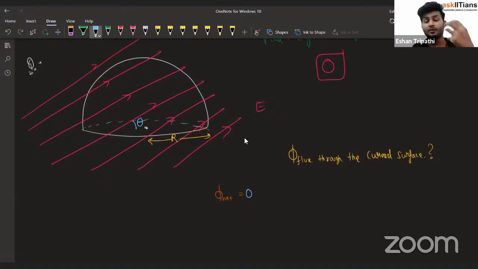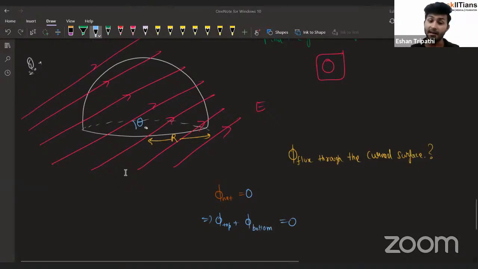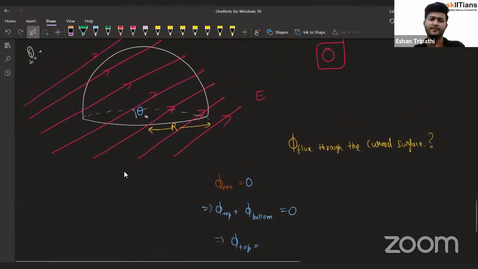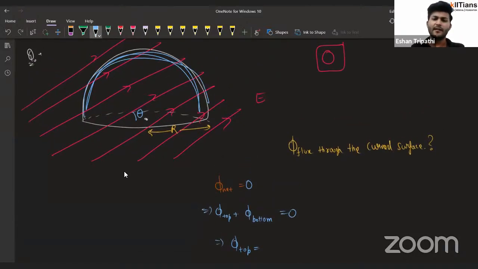But this body is composed of two different parts. One is the top half, another is the bottom half. So we can say flux through the top plus flux through the bottom is equal to zero. Basically, whatever is the flux through the upper half, the exact negative of it should be the flux through the lower half. What are we supposed to find? We are supposed to find the flux through the top half, the hemisphere's curved surface, which is possible to integrate and find, but it will be very lengthy.